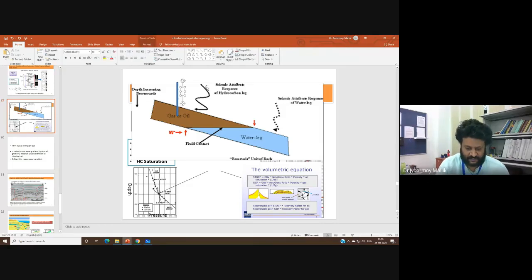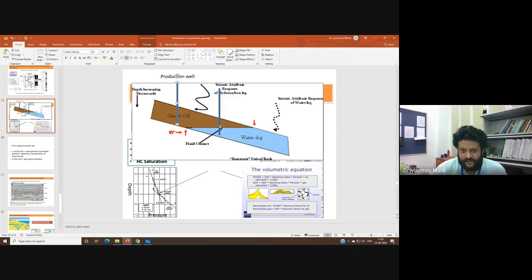This is my production well. What will happen if I put my production well, for example, here? As if it goes through the hydrocarbon leg, and then it also cuts the water leg. I can extend this further to get more recovery.